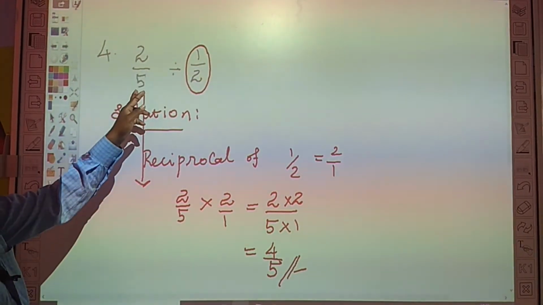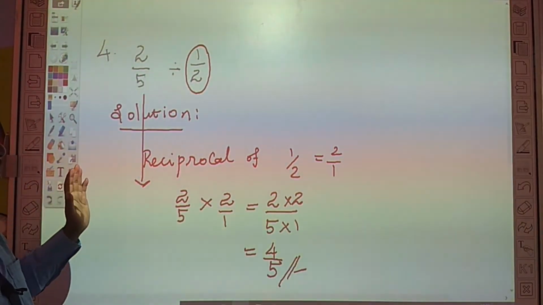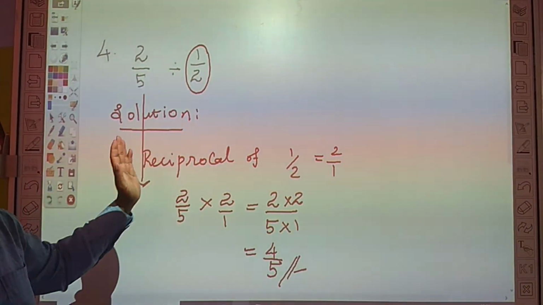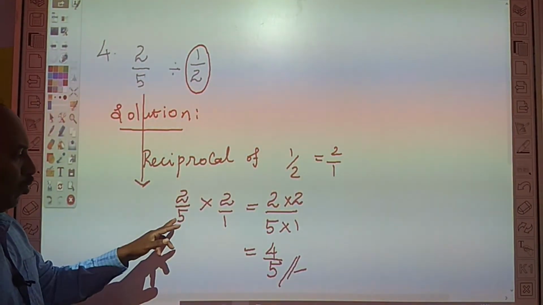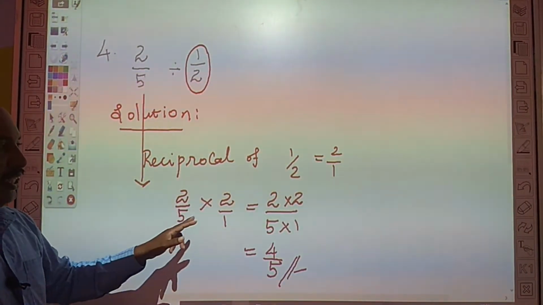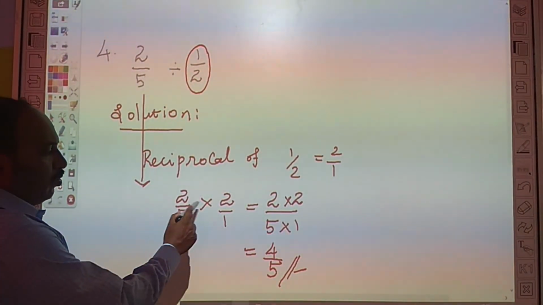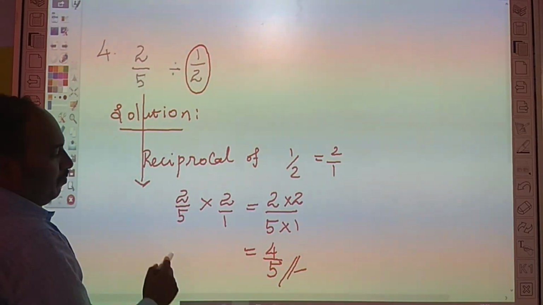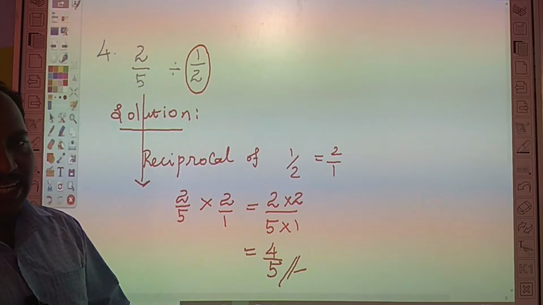Listen here, 2 by 5 is a fraction, and divide 1 by 2 is also a fraction. We take the reciprocal of the second number. The reciprocal of 1 by 2 is equal to 2 by 1. 2 by 5, the given number, into the reciprocal term 2 by 1. 2 into 2 is equal to 4, 5 into 1 is equal to 5. So our answer is 4 by 5.